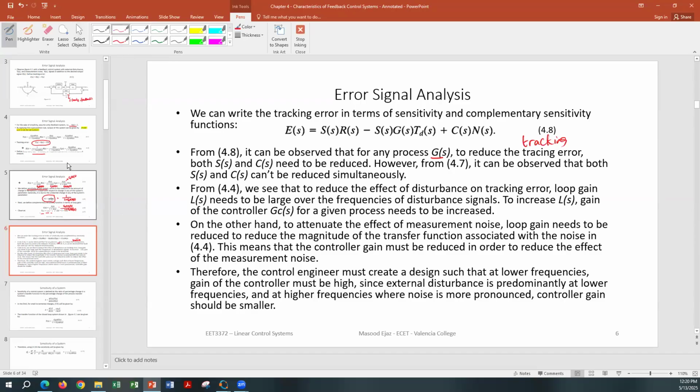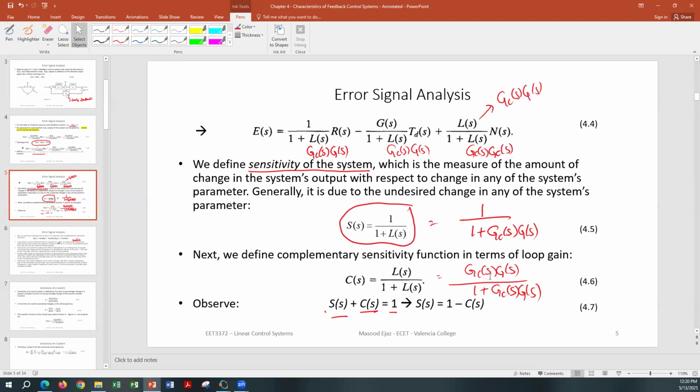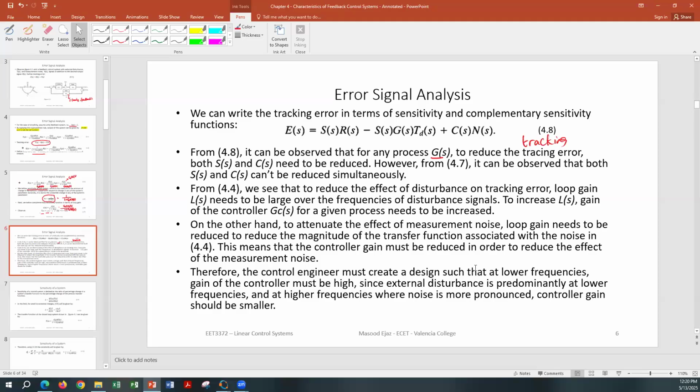So from 4.4, right here, we see that to reduce the effect of disturbance on tracking error, loop gain needs to be large over the frequencies of the disturbance signal.